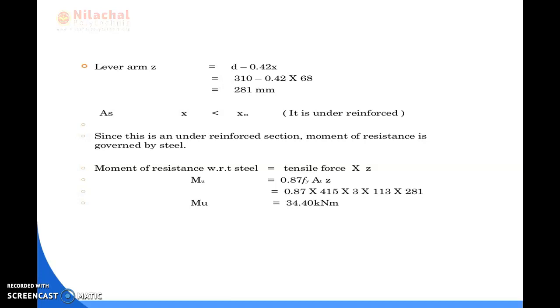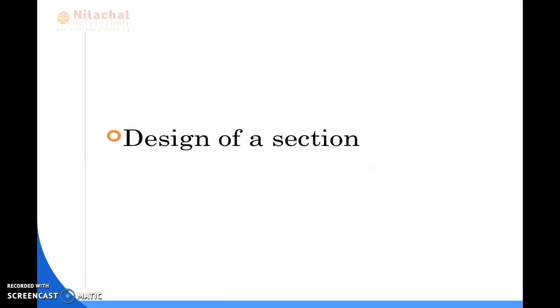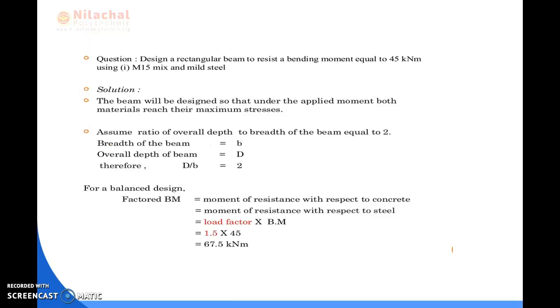So we define the moment of resistance Mu by using the values of fck, fy and D, which is the effective depth, and B, which is the breadth of the section, and most importantly, by using xm and x. Then we discuss the design of a section. In the case of design of a section, how can we design it? We discuss. Here one question is given.